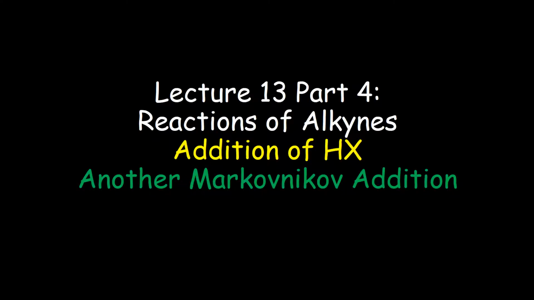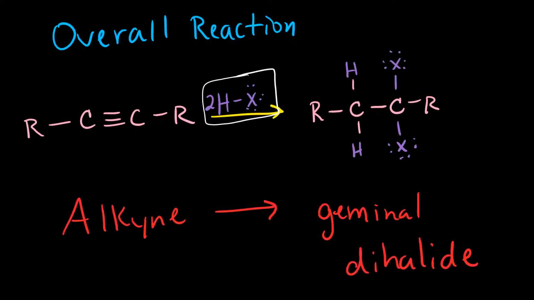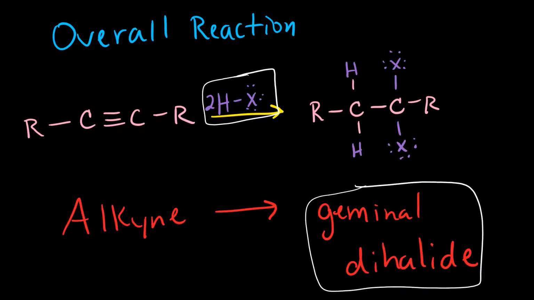The next two reactions of alkynes are going to be far less useful, but we're going to look at the addition of HX, and it also follows Markovnikov's rule. The overall process here is going to be the addition of two equivalents of HX across the triple bond, and you're converting this to what we call a geminal dihalide, where the two halogen groups are on the same carbon.